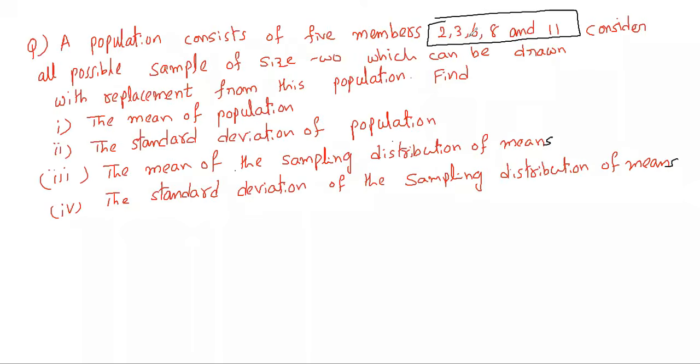Solution. Now we'll discuss the solution. So first in the solution, what is given? Given data: 2, 3, 6, 8 and 11. The data is nothing but your population. So what is that? 2 comma 3 comma 6, 8, 11.